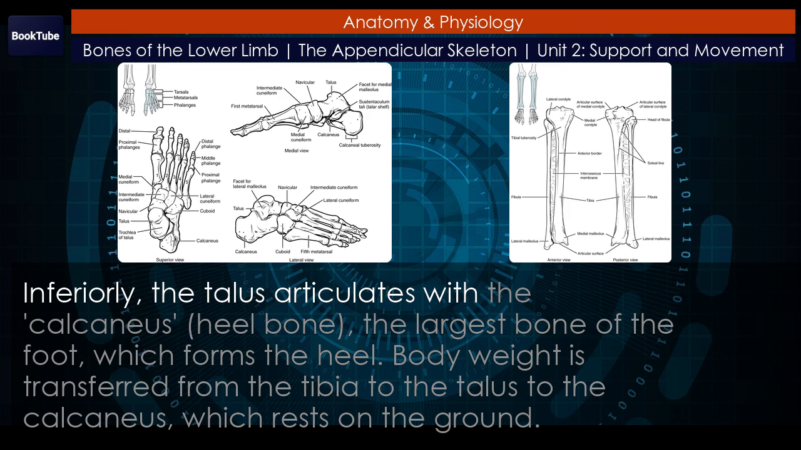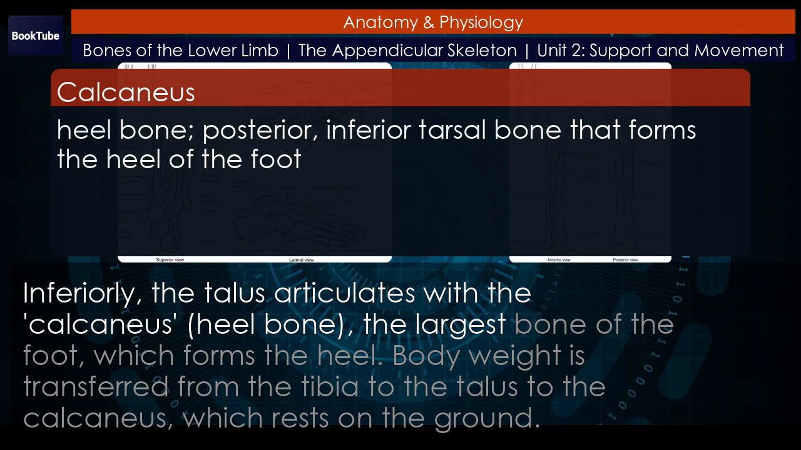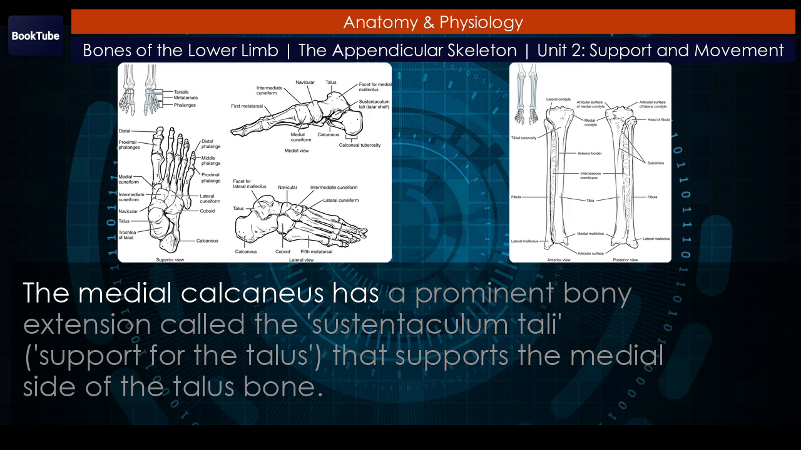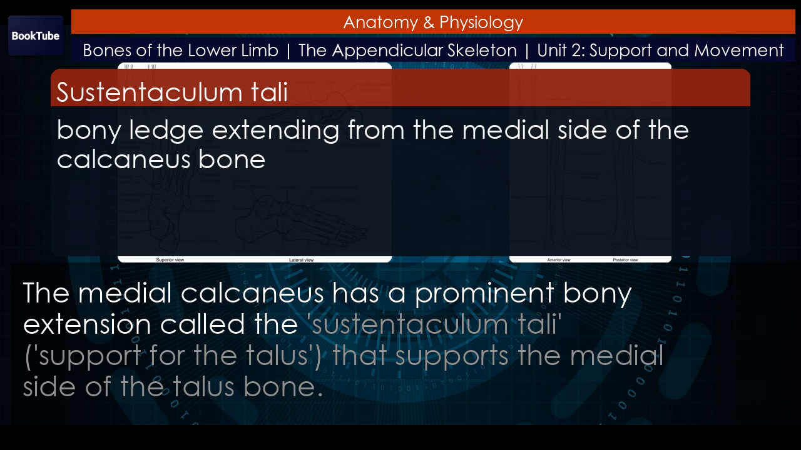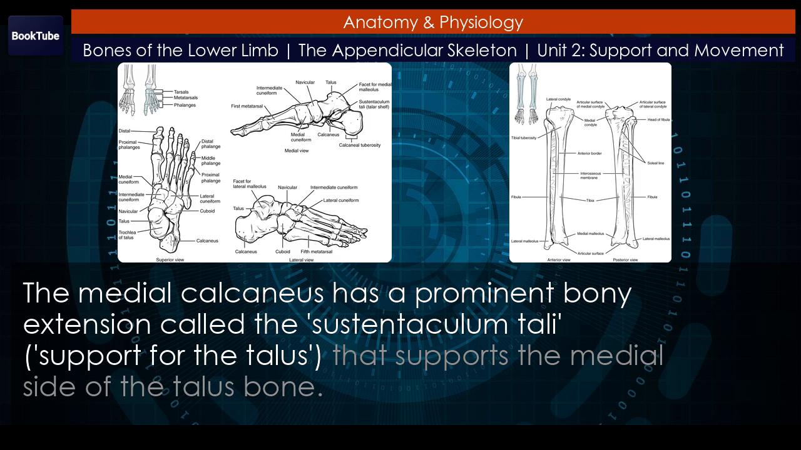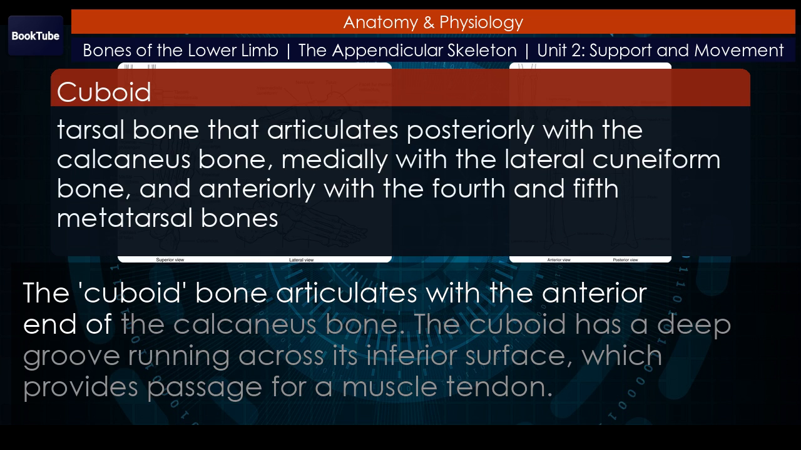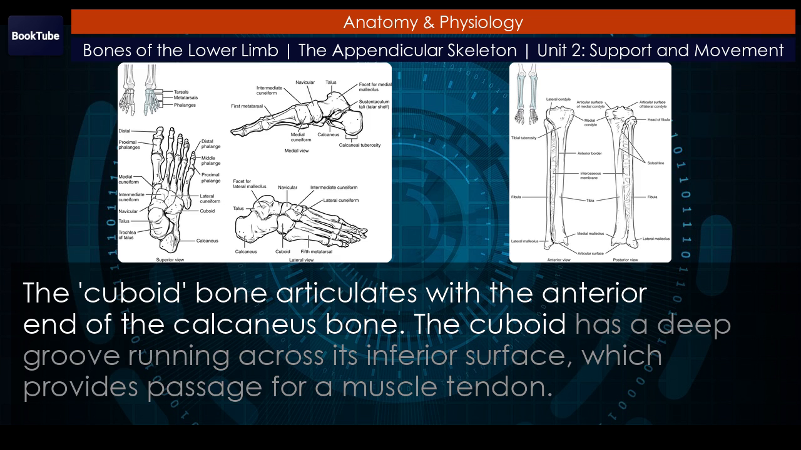Inferiorly, the talus articulates with the calcaneus, the heel bone, the largest bone of the foot, which forms the heel. Body weight is transferred from the tibia to the talus to the calcaneus, which rests on the ground. The medial calcaneus has a prominent bony extension called the sustentaculum tali, which supports the medial side of the talus bone. The cuboid bone articulates with the anterior end of the calcaneus bone. The cuboid has a deep groove running across its inferior surface, which provides passage for a muscle tendon.